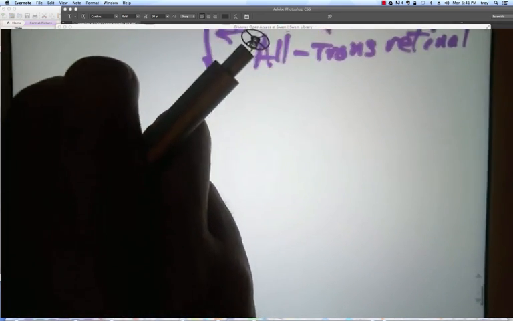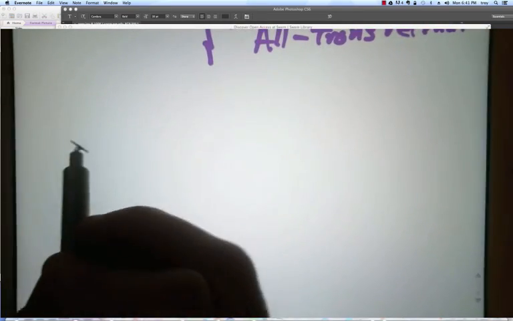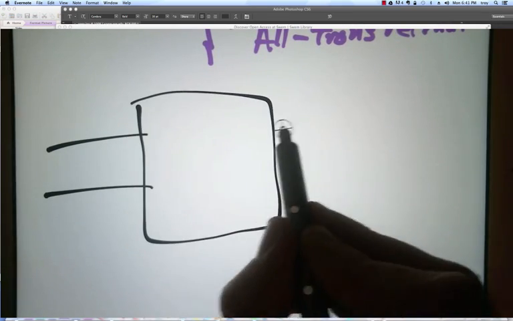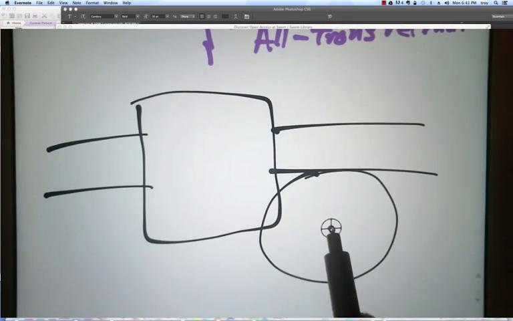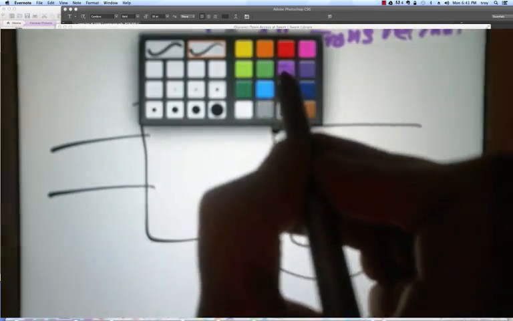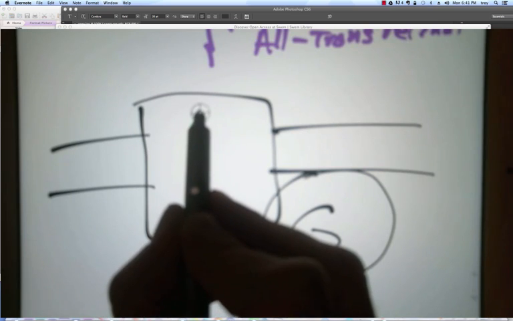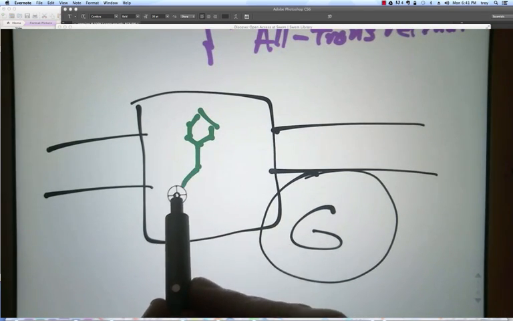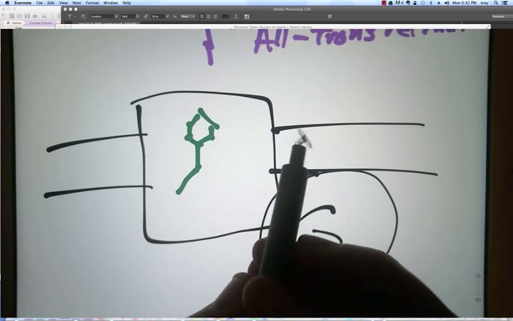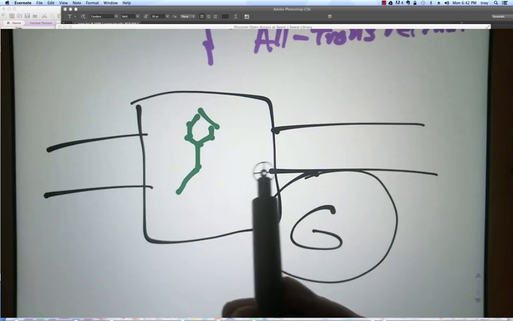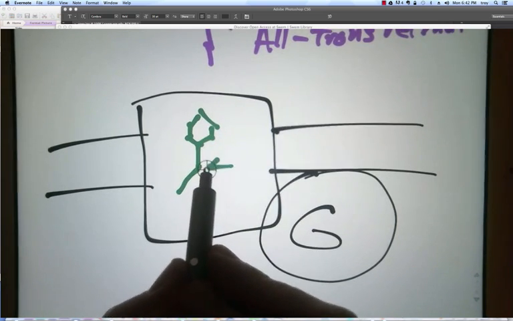So how is this related to light detection? Well, with light detection, again, you're using a G protein coupled receptor. So here's the G protein, and here's the receptor. Inside the G protein coupled receptor, the binding pocket holds a retinal. That retinal fits in that binding pocket as long as it has the bend at the 11 cis position.